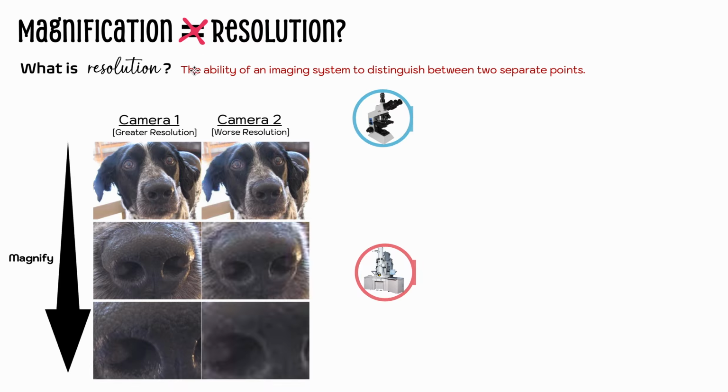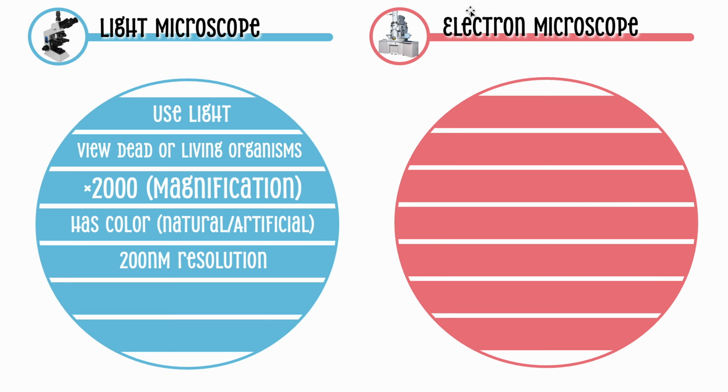So to strictly define it, we can say that resolution is the ability of an imaging system, like a phone, like a camera, like a microscope, whatever, to distinguish between two separate points. Now, for a light microscope, its resolution is around 200 nanometers. What this means is, if you have two objects that are closer than 200 nanometers apart, the light microscope cannot see them as two separate points. It will blur them together as one object.